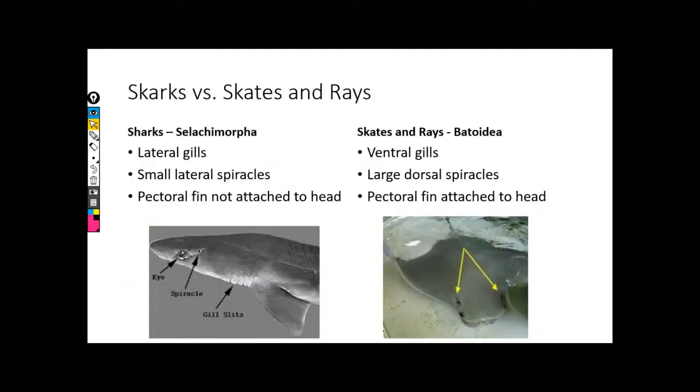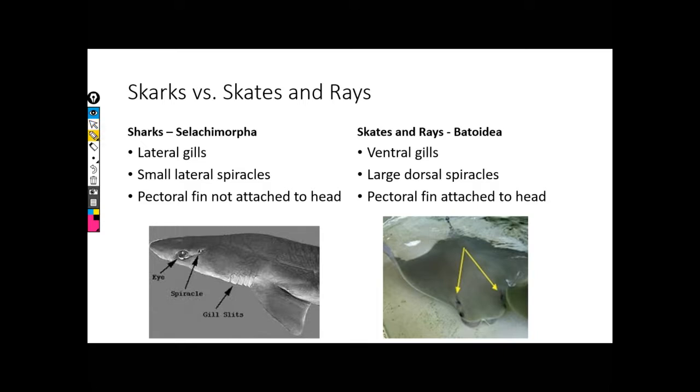Okay, so let's look at our sharks versus our skates and our rays. Now, you're not going to need to know the Latin terms, but they are there if you're very curious. You're never going to need to know more than elasmobranchii. Never going to ask you that, at least not as an actual question. So how can we tell the difference between some of these guys? Most of this is very intuitive, and this will help us practice some of our terms.